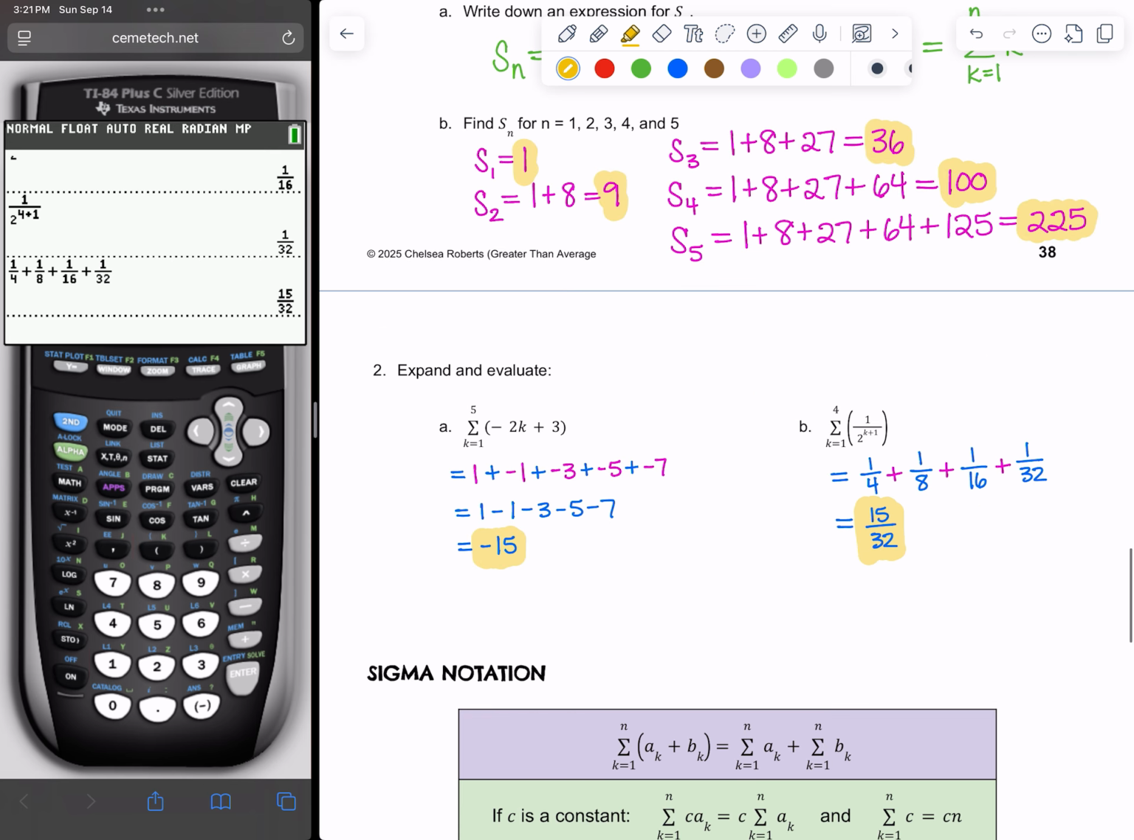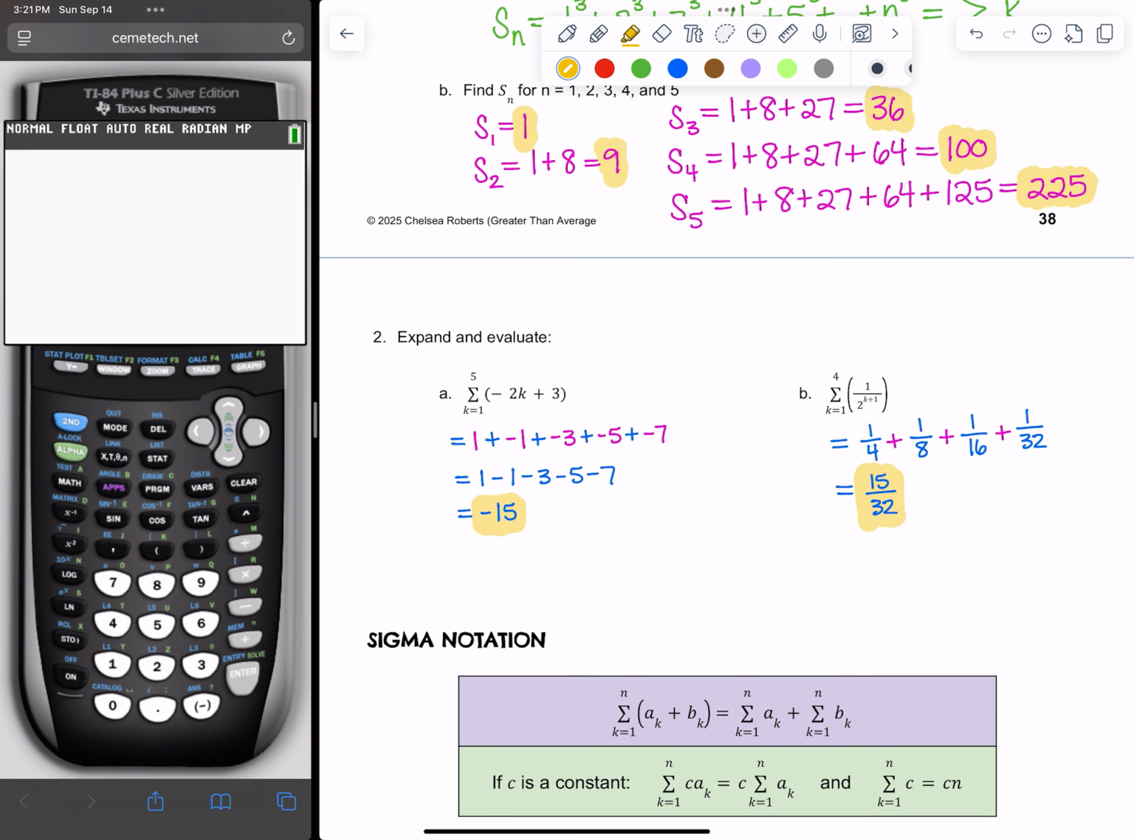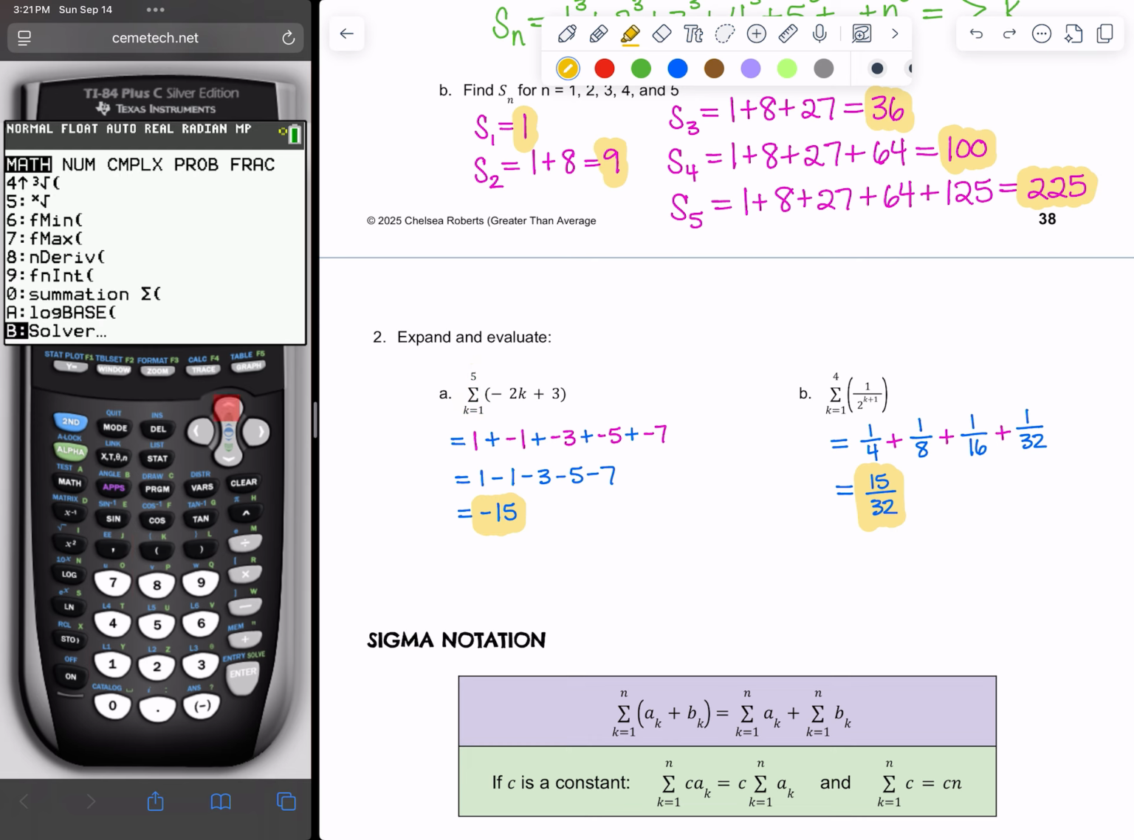All right. So now another way that you can find the sum using the calculator is that if you wanted to, you can put the summations into the calculator. So in order to get that summation symbol to pop up like this, you need to press the math button. You're going to scroll down to 0, which is summation, and then we're going to type it in. So instead of typing in k equals 1, we normally type in x equals 1, because the variable button automatically puts an x, which means we're just putting in x instead of k. So we have the summation as x goes from 1 to 5 of -2 times x plus 3. And as you can see, it gives me -15.